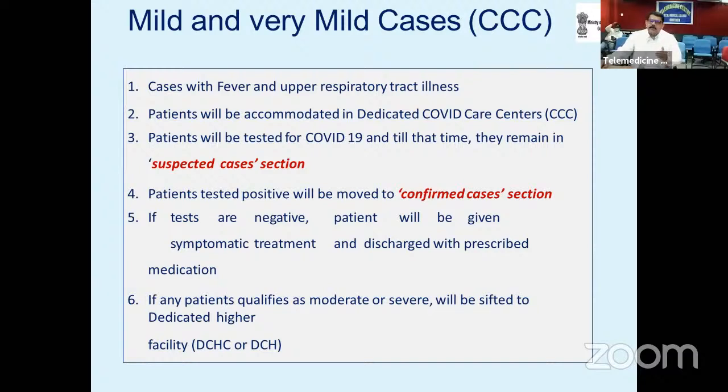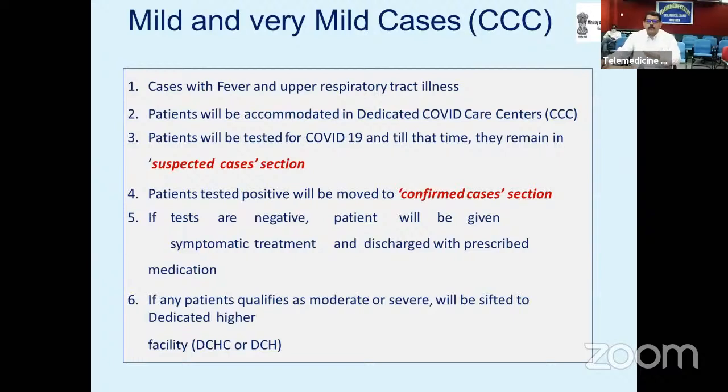And once they have tachycardia, they have tachypnea, the respiratory rate is more than 24, the heart rate is more than 110, the saturation falls below 95, or the blood pressure falls below 100 millimeters systolic, you have to know that the patient is sinking. Or if there is high grade fever, the patient is mentally incoherent, the urination has come down, you can know the patient is sinking and requires immediate shifting.